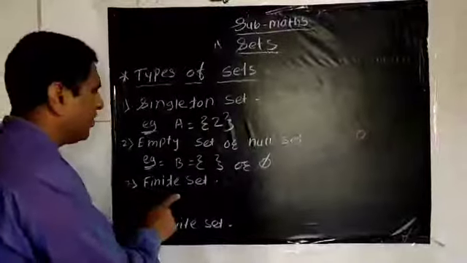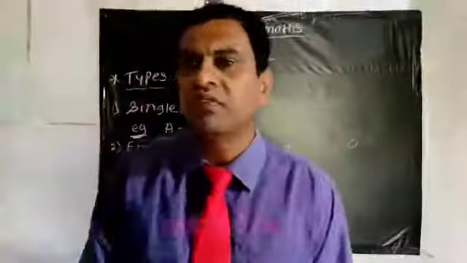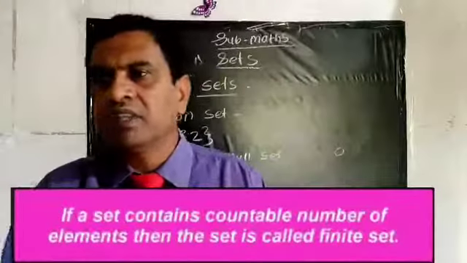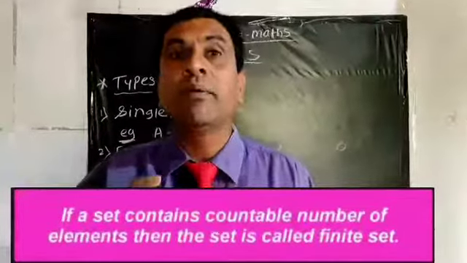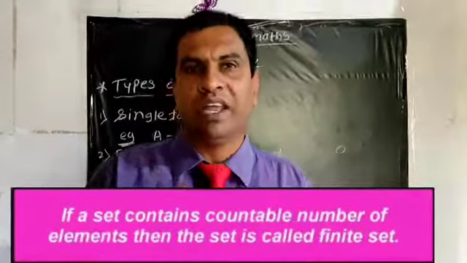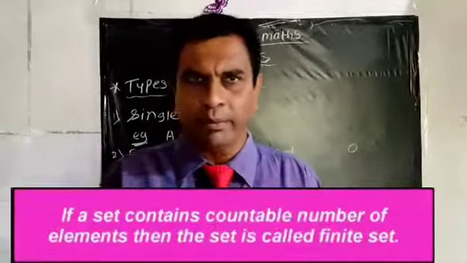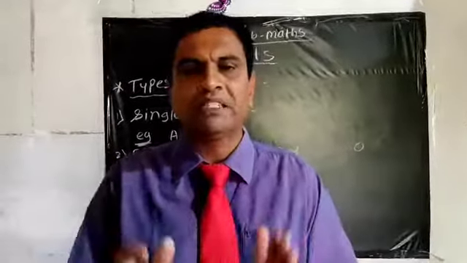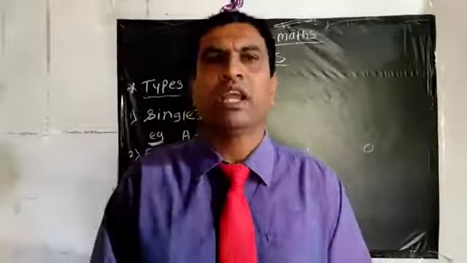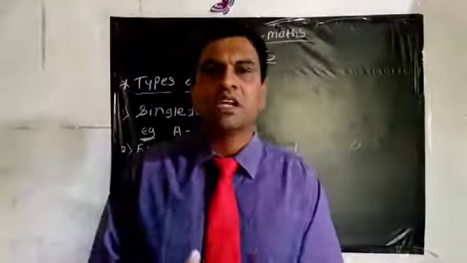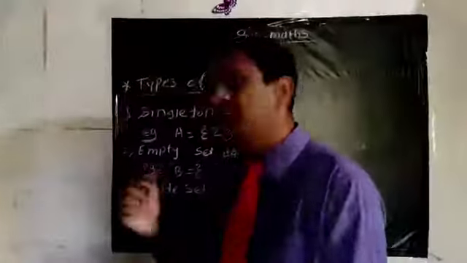Then the third type, finite set. If a set contains a countable number of elements, it is called a finite set. If in any set the elements are countable, meaning we can count how many elements are given, this type of set is called a finite set.